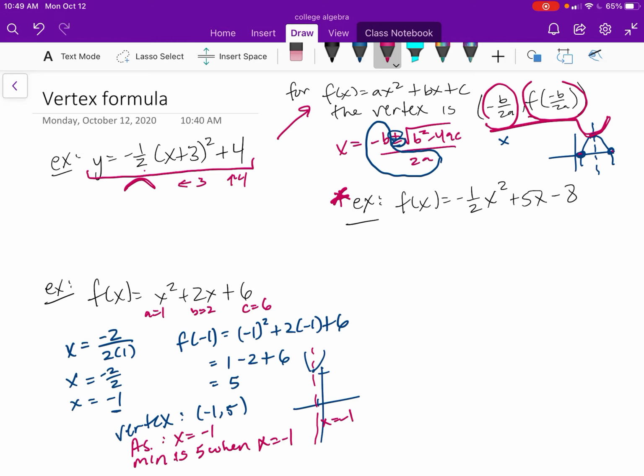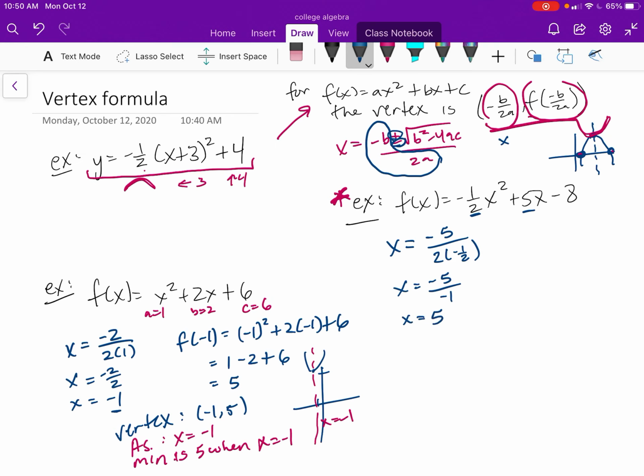So all of the information we got from completing the square can be done this way as well. Sometimes completing the square might be easier. Sometimes if it's horrendous like this last example, I would rather just use this vertex formula, negative b over 2a. So let's do this one. x equals negative b, b is 5, right? Negative 5 over 2a. a is negative 1/2. So we get negative 5 over 2 times negative 1/2, which is negative 1, so positive 5.